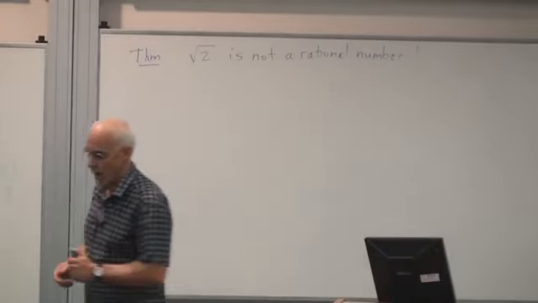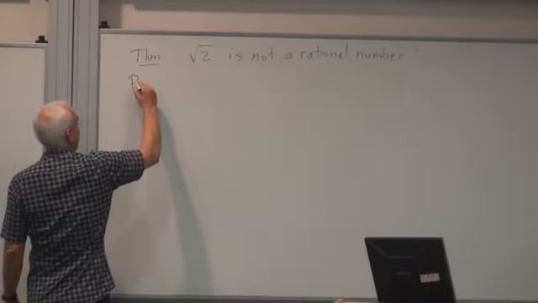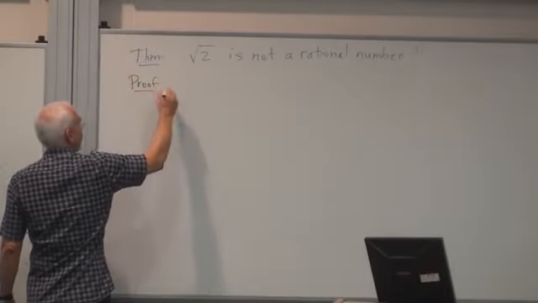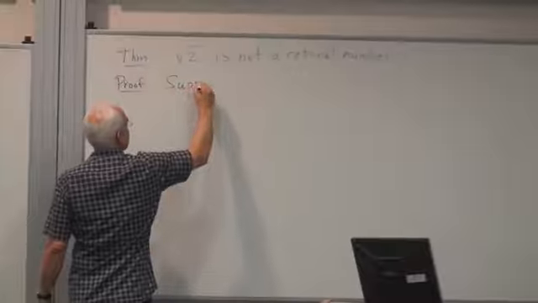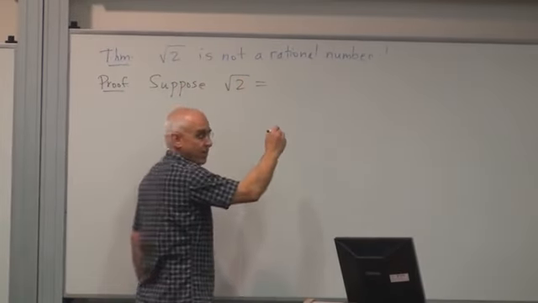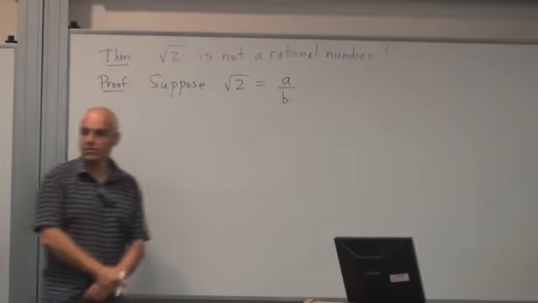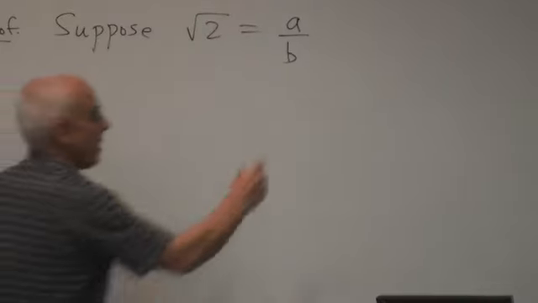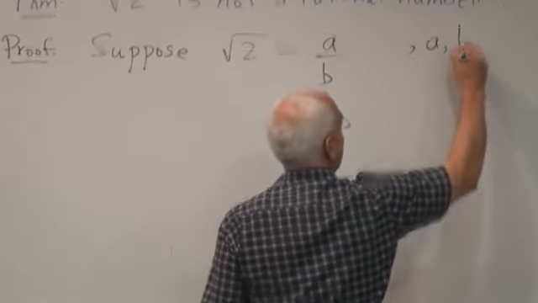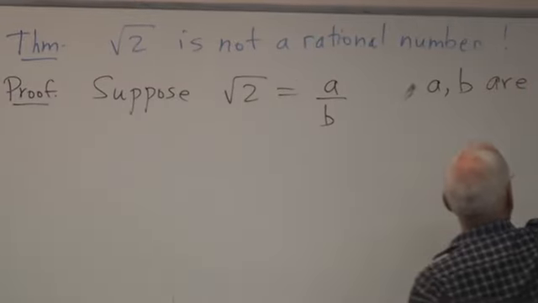So let's see why this is true. Okay, it's a famous argument. So proof. Suppose that root 2 actually is a fraction, a over b, where a and b are natural numbers.